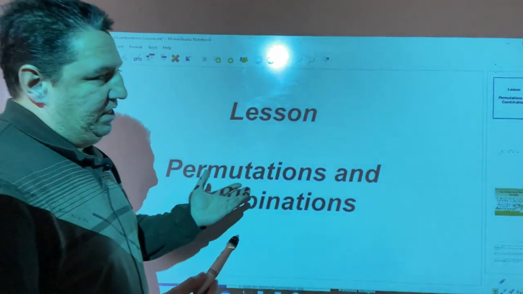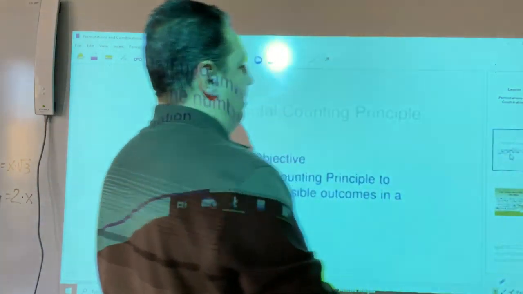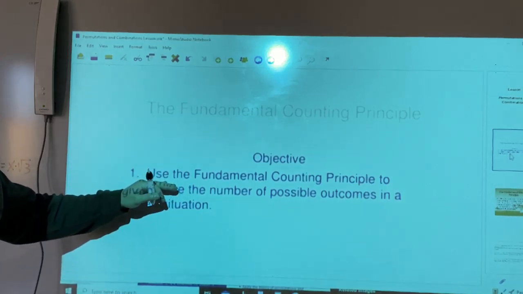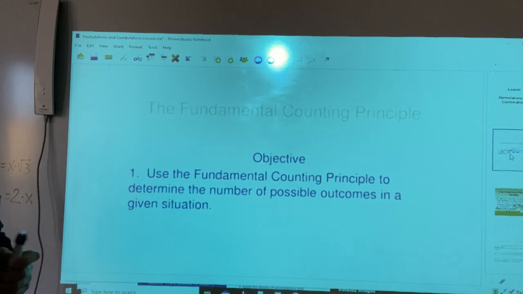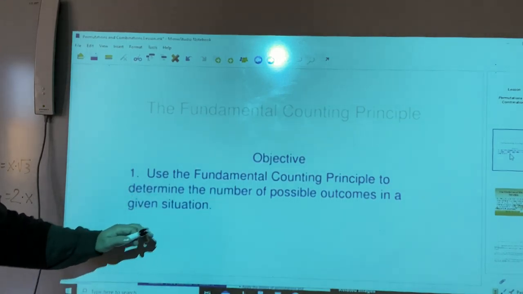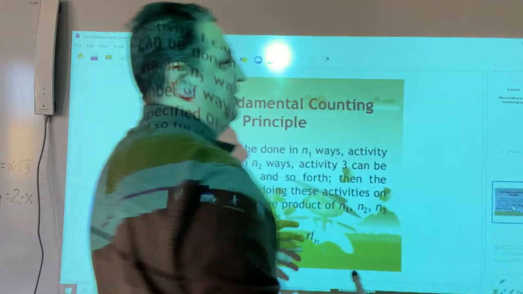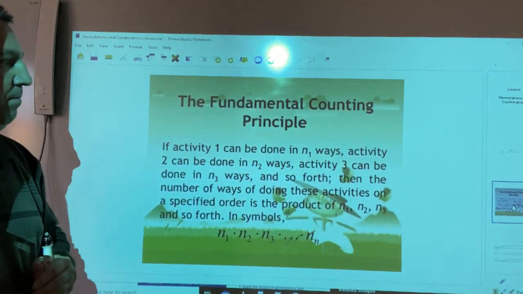Now, in this lesson, we'll talk about the fundamental counting principle. We have an objective. We use the fundamental counting principle to determine the number of possible outcomes in a given situation. Now, what does fundamental counting principle state?